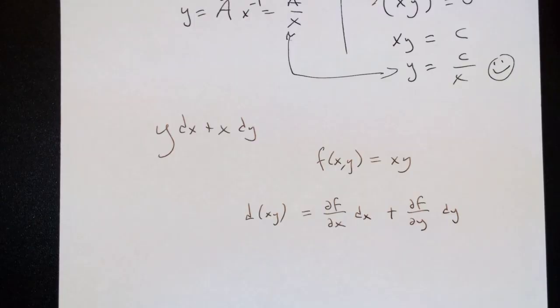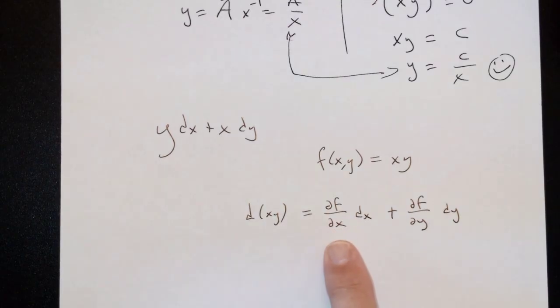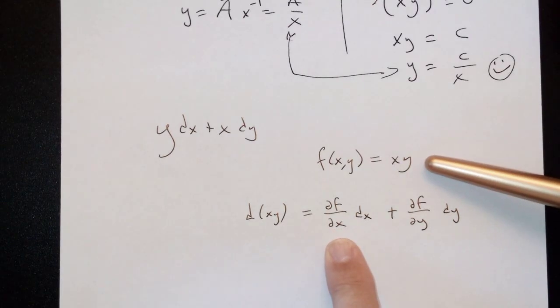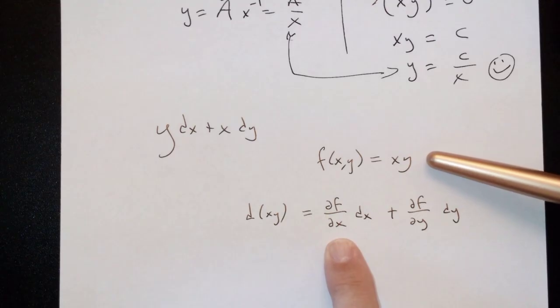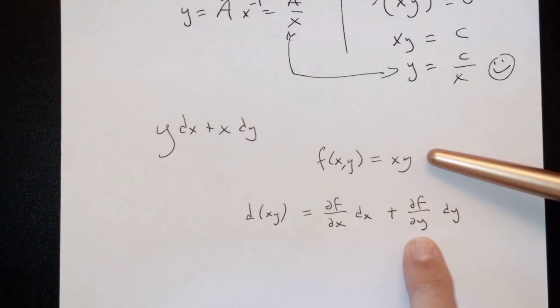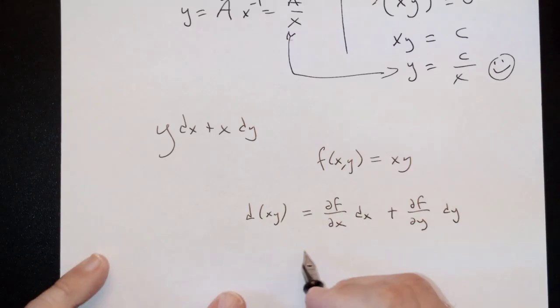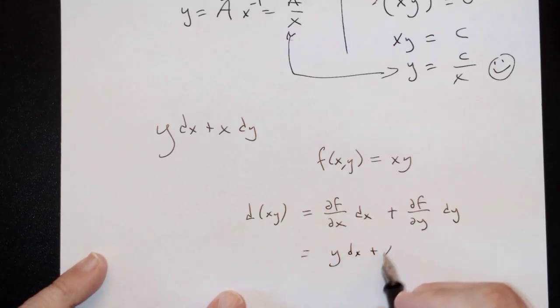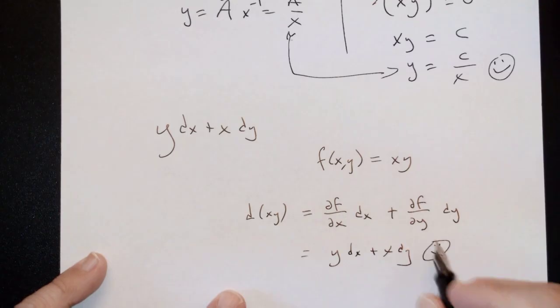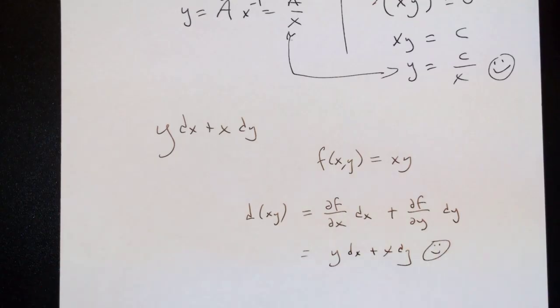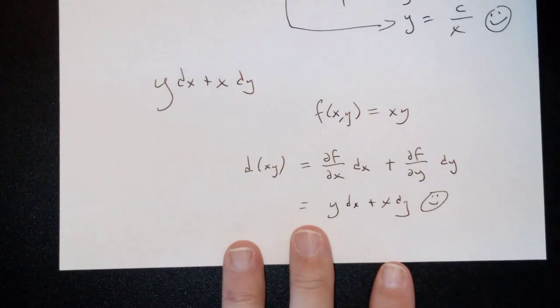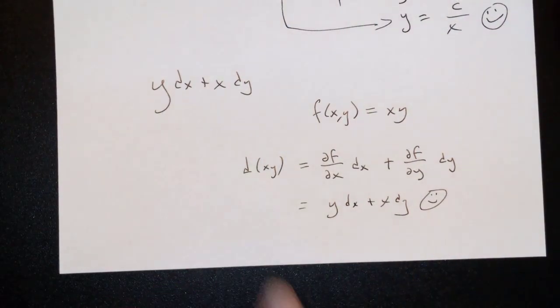But with our function, what's df dx? What's this derivative for this function? Just y. And df dy? It's already the derivative of xy, which is what we found when we were doing the setup to be linear.